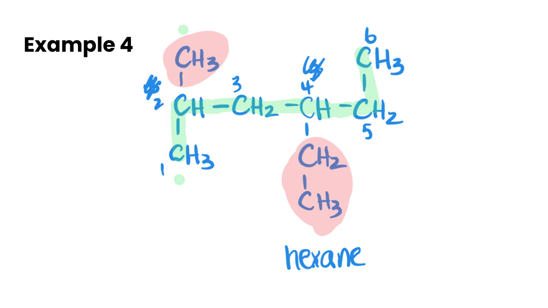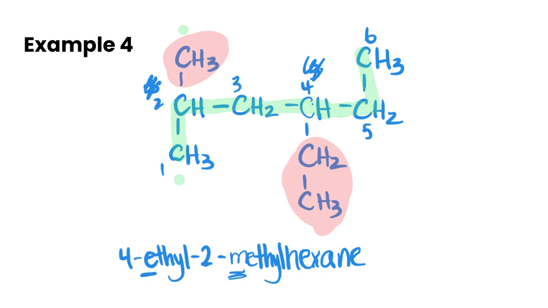Now we've got a methyl and an ethyl group. And when we have different groups, we need to start with the one that comes first in alphabetical order. So this is going to be a 4-ethyl-2-methylhexane. Okay, so E comes before M. So we need to make sure that we are naming it with the ethyl first, followed by the methyl.